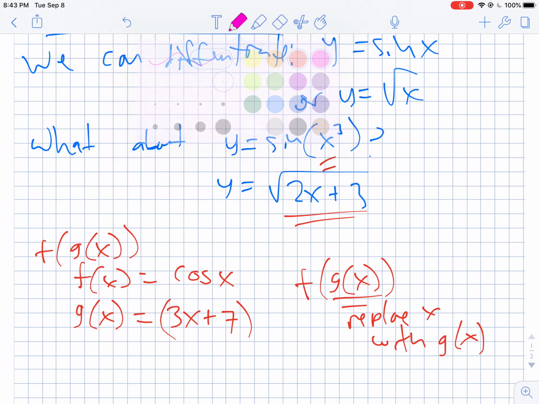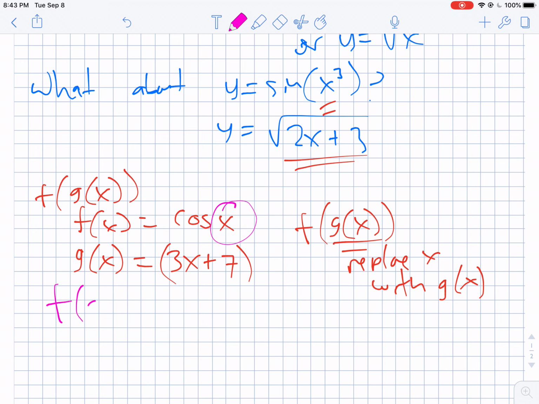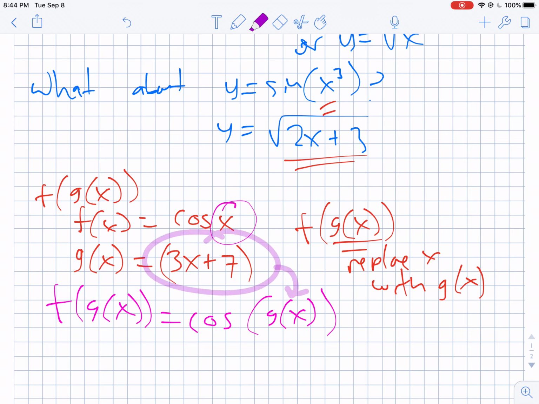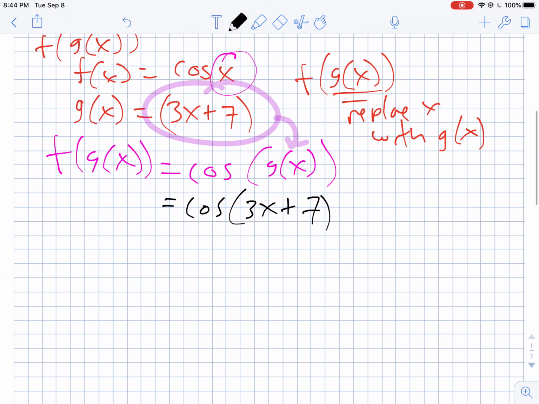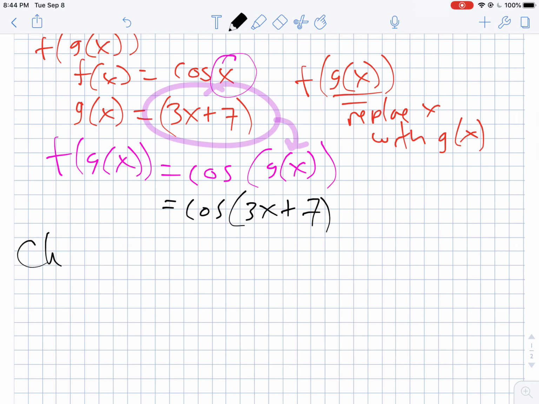So instead of doing this, we're going to have a g of x there in the circle. In this case, f of g of x is saying, okay, we're not taking the cosine of x, we're taking the cosine of g of x, and then we could just take this function right here and plug it in for the g of x. So you could write this f of g of x as the cosine of 3x plus 7. Okay, so that's what f of g of x is and means. So let's go back to what the chain rule is now.